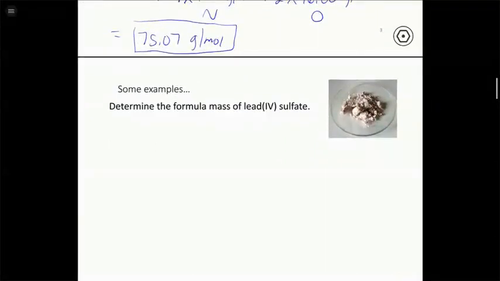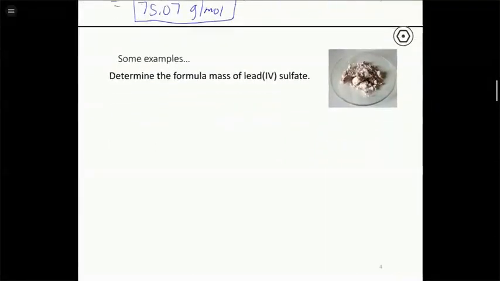Determine the formula mass of lead. Sorry, what do you guys have in your notes? Is it iron or lead? Okay, so I didn't change it. Whoops. All right, I meant to change it. All right, lead 4 sulfate.